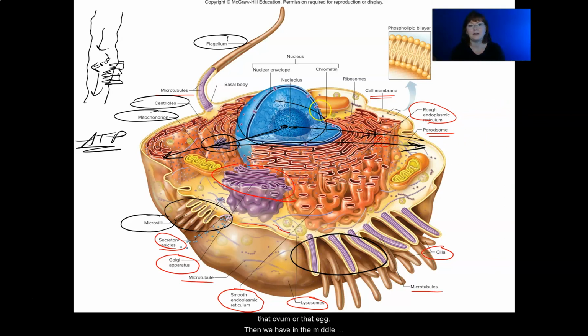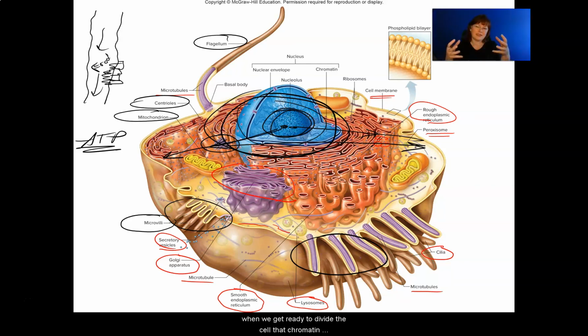Then we have in the middle here our nucleus. The nucleus has the chromatin inside of it. There are lots of terms that sound very similar when we get into DNA. Chromatin is kind of this loose, messy, tangled ball of DNA that's inside the nucleus, inside that nuclear membrane. But when we get ready to divide the cell, that chromatin condenses, it kind of wraps around little proteins, and it condenses into nice tight little balls or little strands that are easy to separate.